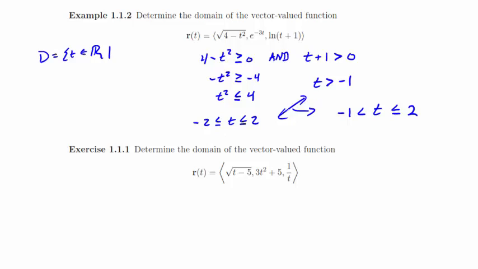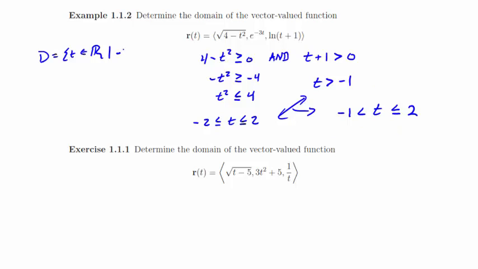So both of these come into play. And we see that the numbers between negative 2 and negative 1 are actually not going to be part of our domain, even though they're allowed in this component for x, they are not allowed in the y component. Numbers bigger than 2 are not allowed for the x component, even though they would be fine in the z component. So we bring these together and it becomes this single interval.